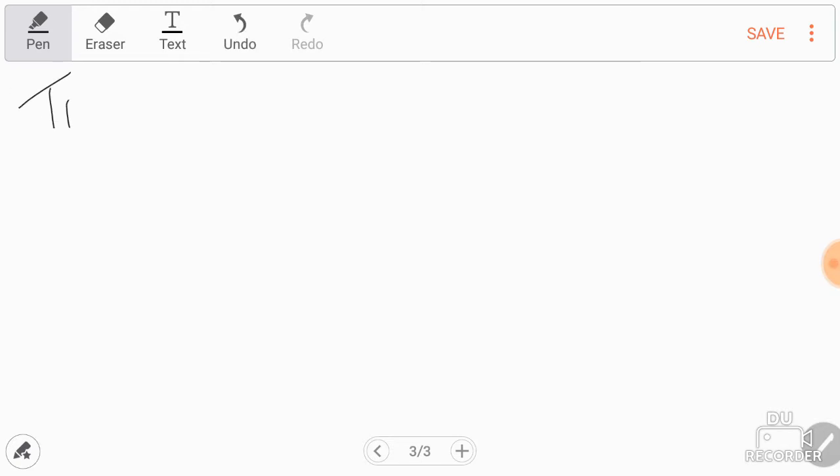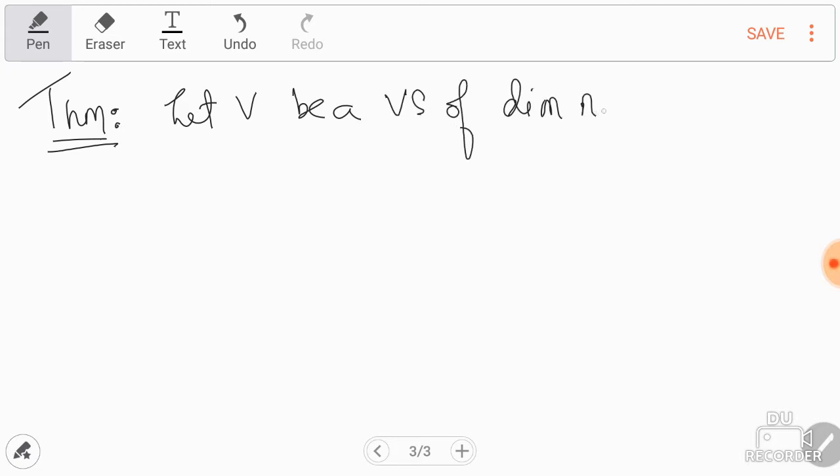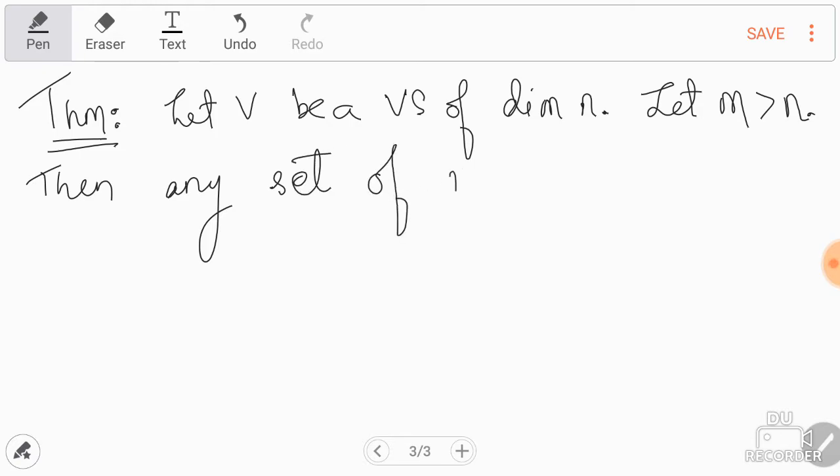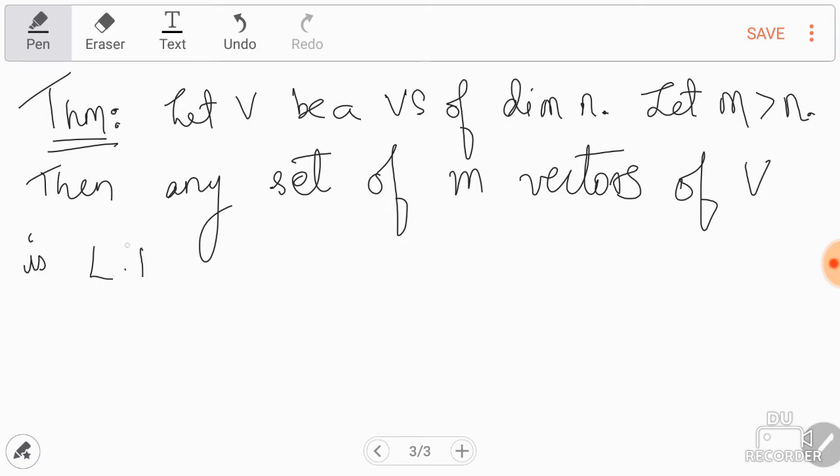Okay, so what's the theorem statement? It says that if you have a vector space V of dimension n, let us say that m is any natural number greater than n, then any set of m vectors, of course from the space V, is linearly dependent.